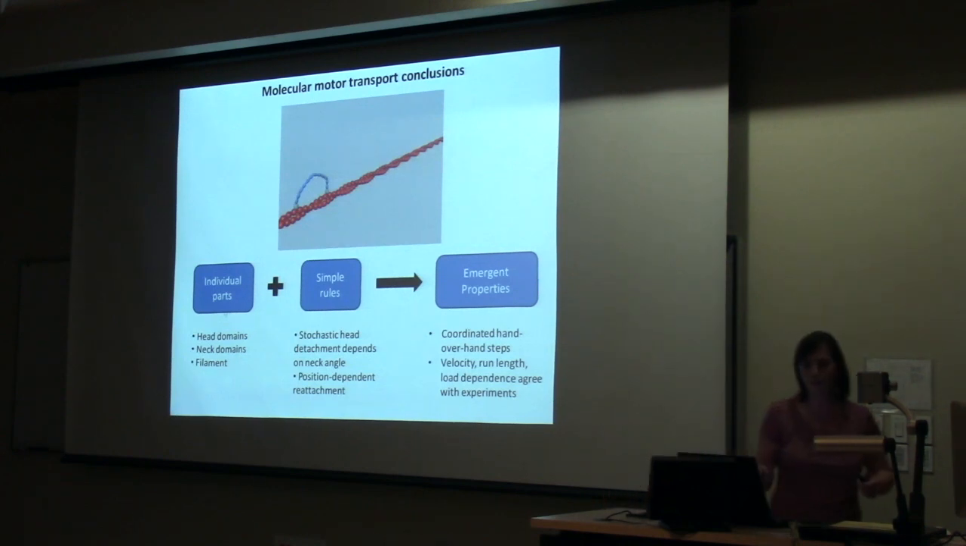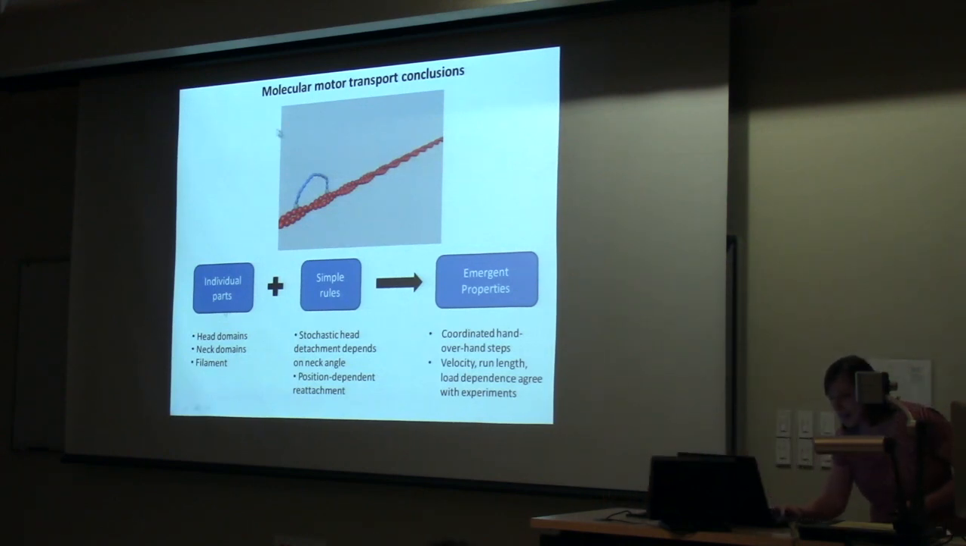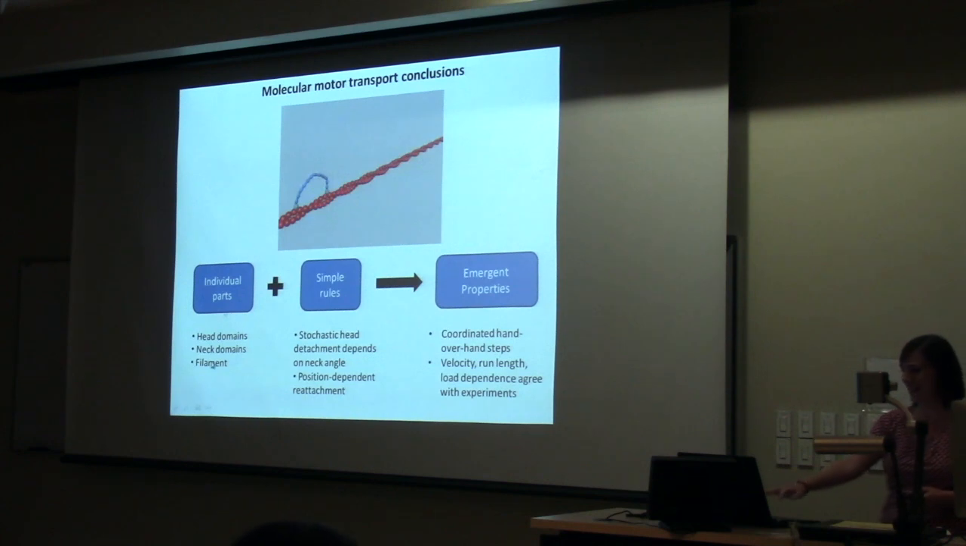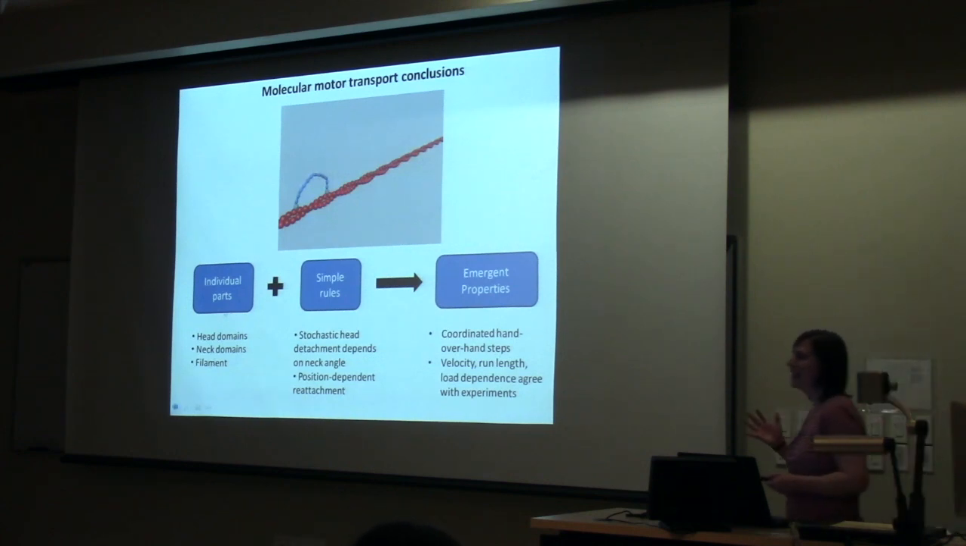And so putting all those things together, just to remind you, I put in some assumptions about the head domains, the net domains, and the filaments, and a few simple rules: that the head can detach, and the detachment probability depends on the force it feels, and it can reattach once it reaches the new binding site. And putting those things together, it should be playing the movie that you saw already.